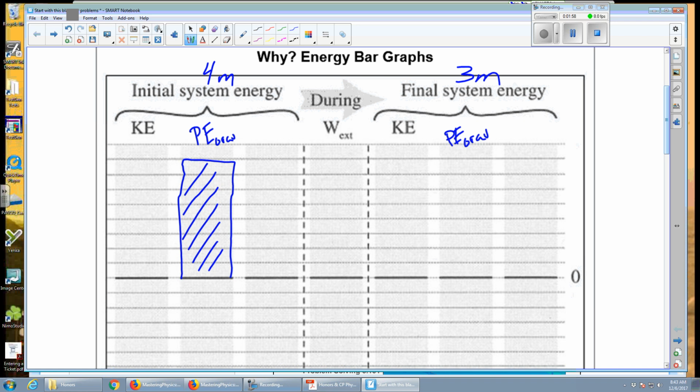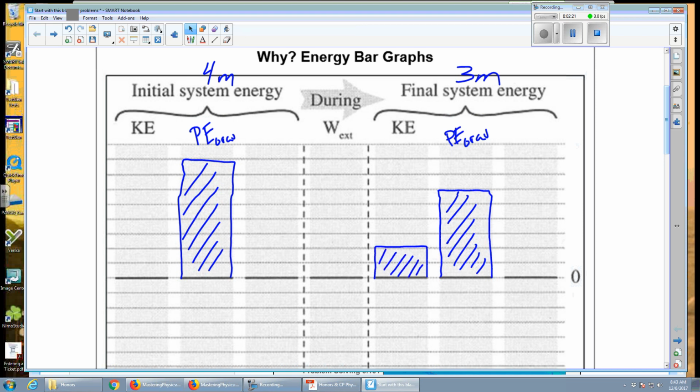No external work, because they told me don't worry about air resistance. So as it goes and gets closer to the Earth, it's going to have less PE graph, maybe like 6 bars worth. But for my energy to be conserved, it must have a couple bars worth of kinetic energy at that point. So that'd be the correct bar graph for this situation. Good?